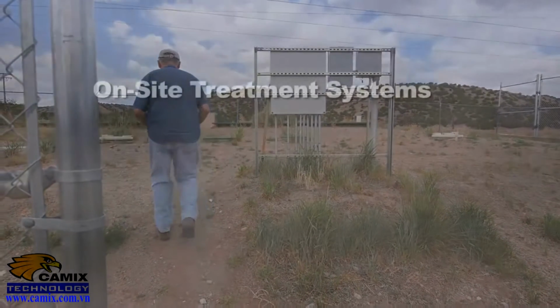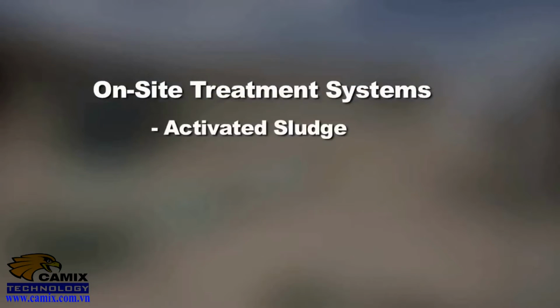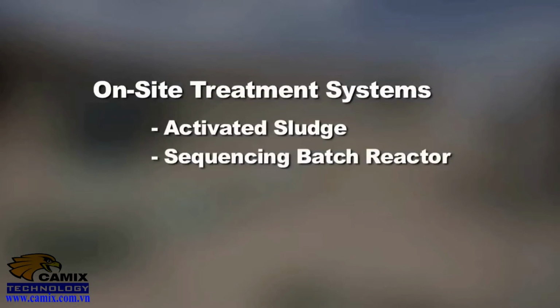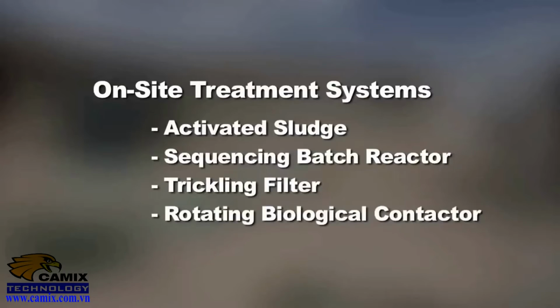Another type of on-site treatment system is an activated sludge process. There can be sequencing batch reactors, which is another type of activated sludge process where all the treatment and clarification takes place in one tank. Small trickling filter type on-site systems, rotating biological contactors.